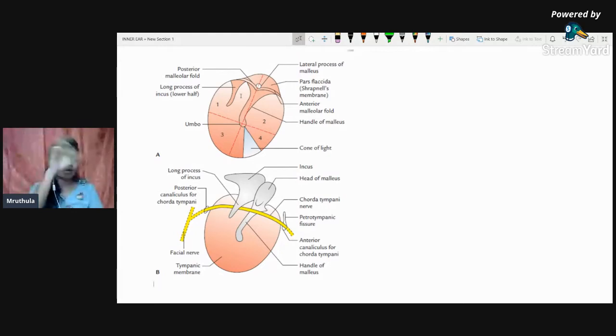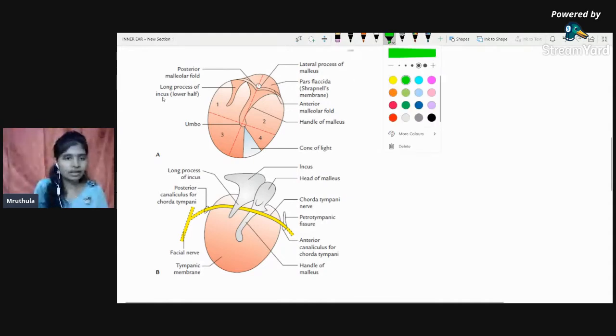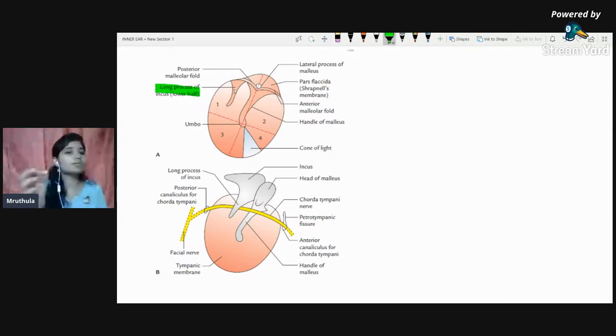On the first quadrant, on this aspect, what are you seeing? You are able to see some impression. A long impression. I'm marking that on the diagram. It is the long process of incus, which forms an impression. The long process of incus is on the medial aspect. It forms an impression. You're appreciating that here.